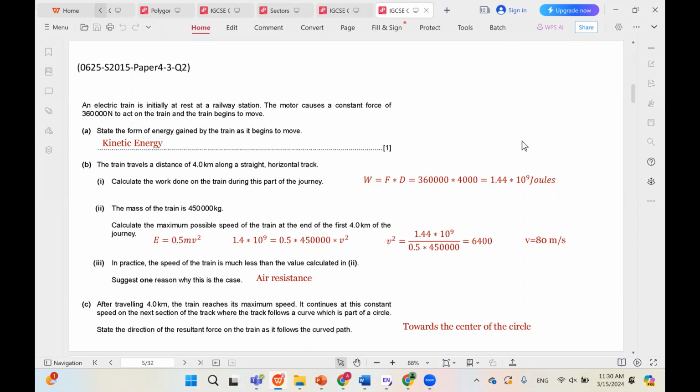So like we said before, work is equal to force multiplied by distance. And we are given both the force and the distance, but of course we have to use meters for the distance. So we multiply it by 1,000. So 360,000 multiplied by 4,000, excuse me. That gives us the total work done. And of course, we have to write it in scientific notation.